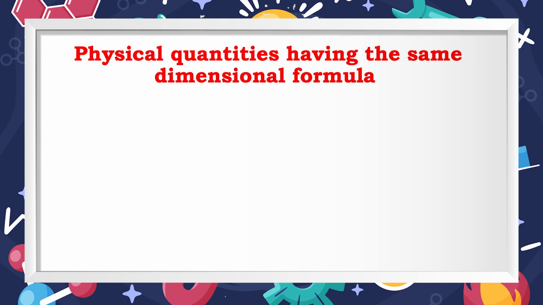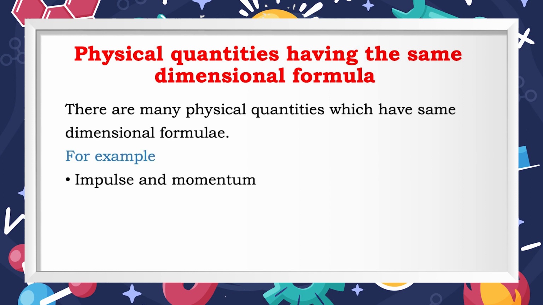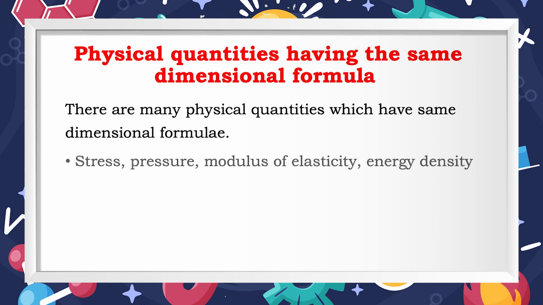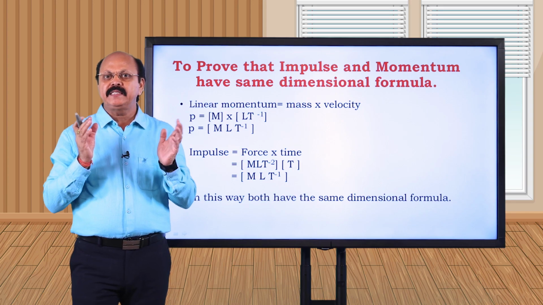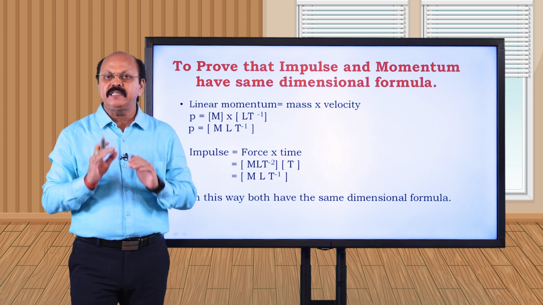Learners, we will find that there are many physical quantities having the same dimensional formulas. For example, impulse and momentum, work, energy, torque, moment of force, angular momentum, Planck's constant, rotational impulse, stress, pressure, modulus of elasticity, energy, density, force, thrust and many more. We can prove that in the above examples, the mentioned physical quantities have the same dimensional formulas.